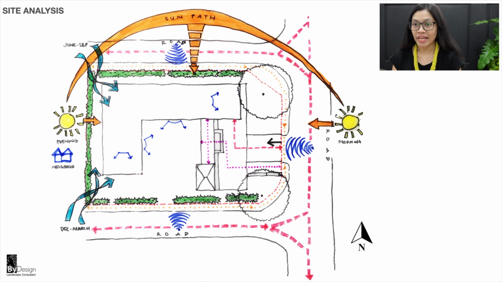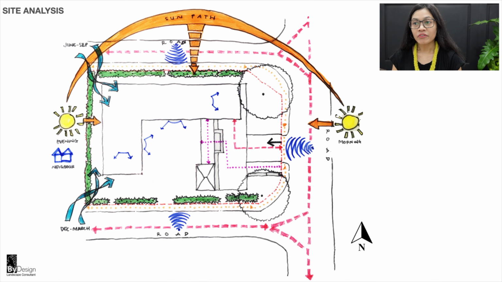Here is the site analysis. As you can see, the site is facing east. It's very essential to know the sun direction because it can determine the suitable plant species to use in this project, whether semi-shade plants, full shade, or full sun plants.